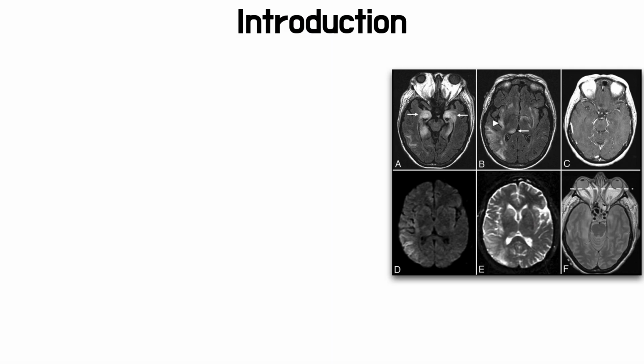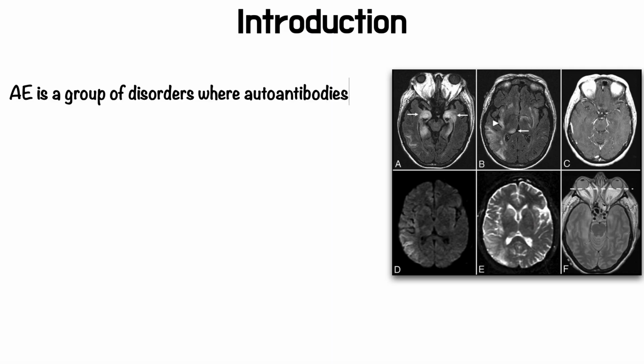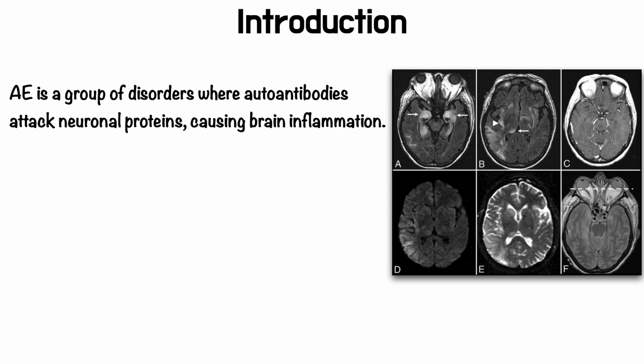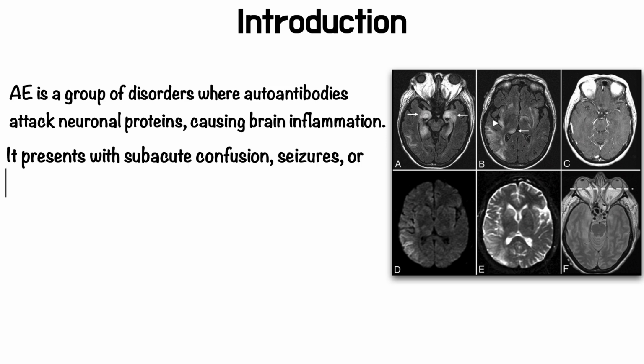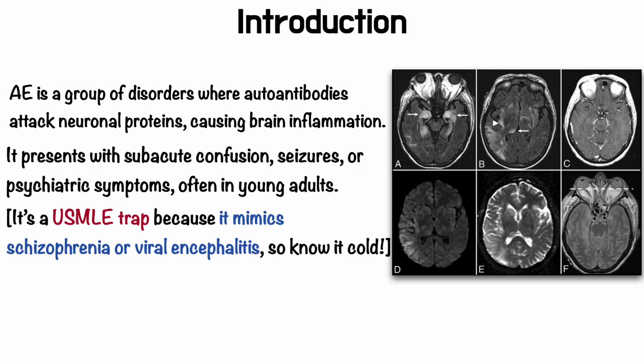So what actually is autoimmune encephalitis? It is a group of disorders where autoantibodies attack neuronal proteins, causing brain inflammation. So it is not a single disease affecting a single organ. It is a group of disorders, and they present with subacute confusion, seizures, or psychiatric symptoms, often in young adults, and we will see how these symptoms appear in the slides to come.